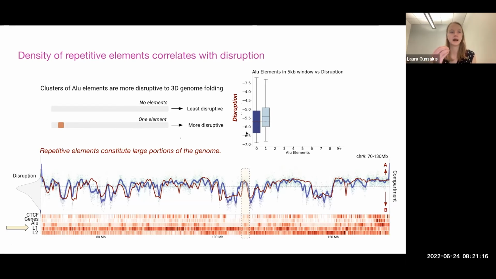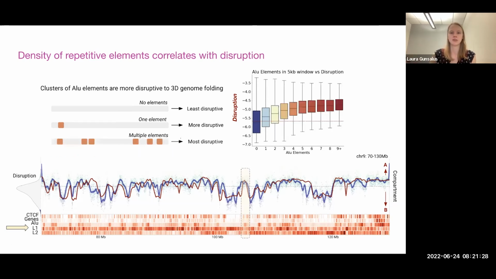And if we add an ALU element, so if we look for regions of the genome that contain only one ALU element, we find that these regions are more sensitive to 3D genome mutation. And if we keep adding elements, we see this trend where the more ALU elements we have within a 5 kb region, the more sensitive this region is to disruption. So this trend looks very similar to what we observe with CTCF, where the more CTCF elements we have, they seem to work in tandem to provide sort of the scaffold for 3D genome architecture.